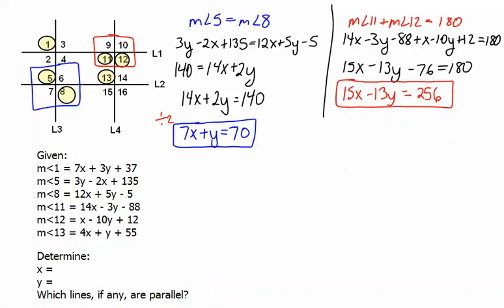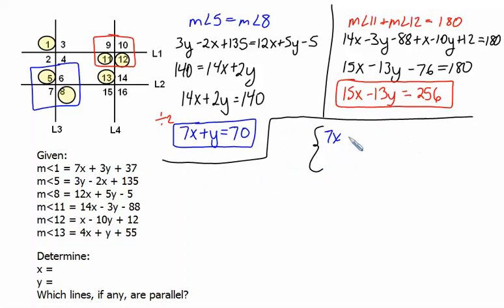Now what we want to do is go to our system of equations to further solve. So we will lump those two equations together. The first equation was 7x plus y equals 70. And for the second equation, we have 15x minus 13y equals 256. Multiply the top equation by 13 and the bottom equation by 1, for those y's to cancel.